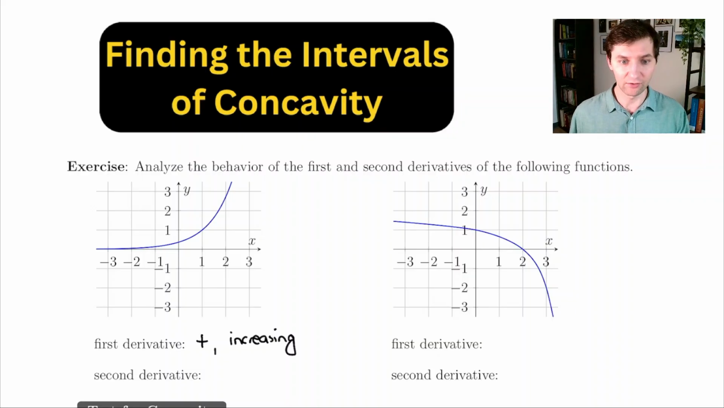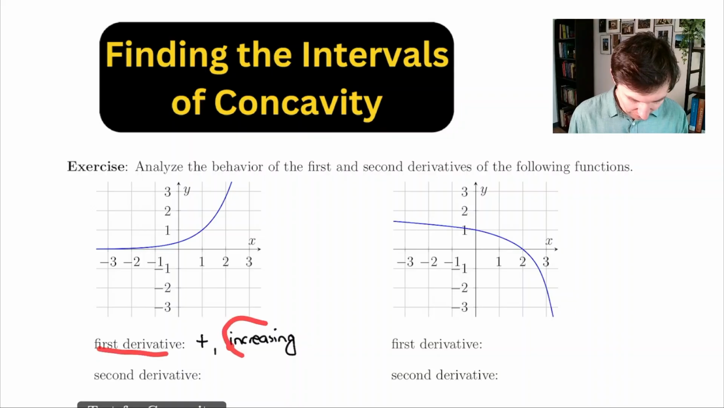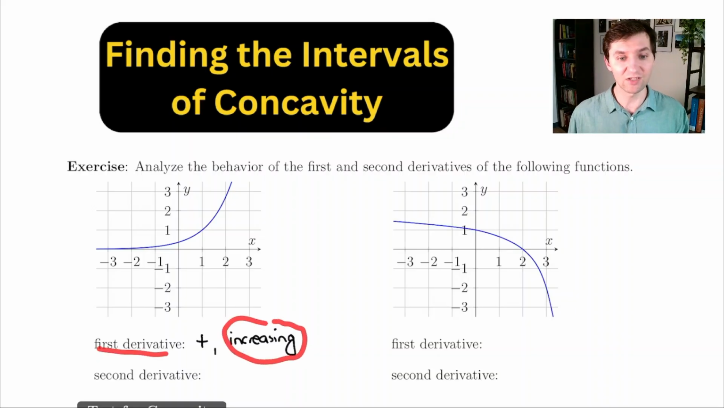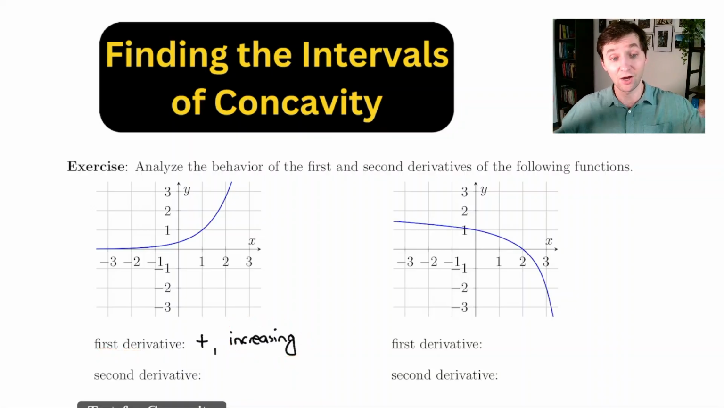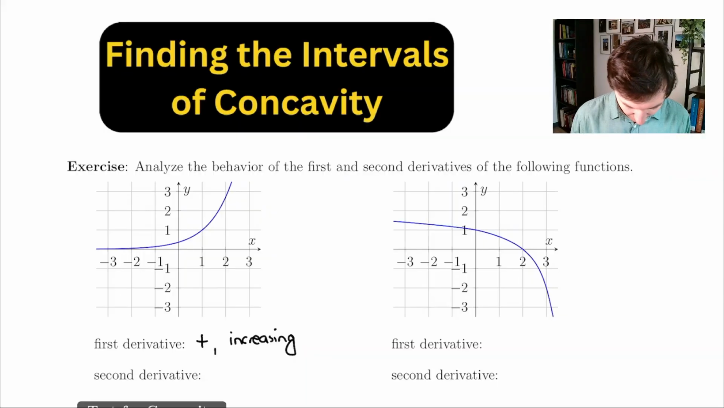What about the second derivative? The second derivative tells you what happens to the first derivative. If the second derivative is positive, that means that the first derivative was increasing. If the second derivative is negative, the first derivative was decreasing. We know that the first derivative here is increasing, which suggests that the first derivative gets larger and larger, so the derivative of that derivative should be positive. The second derivative is positive.